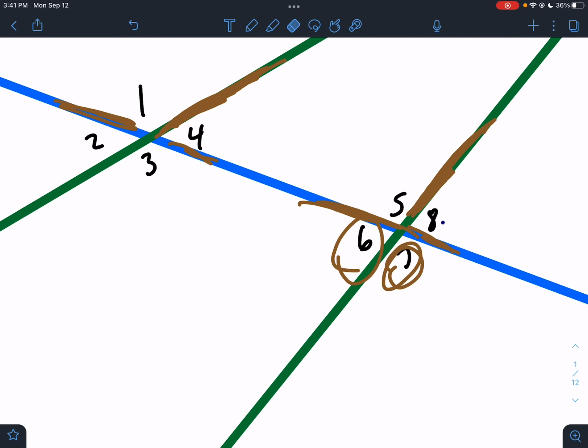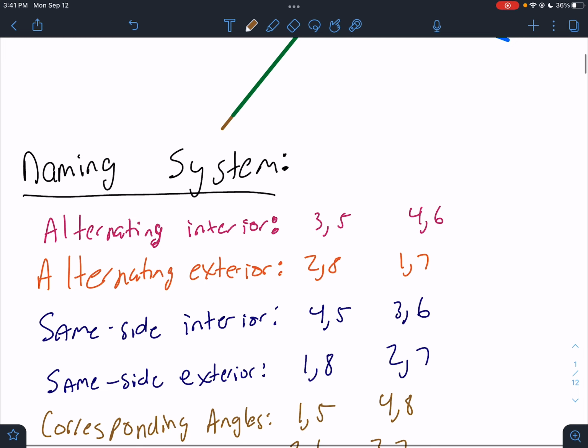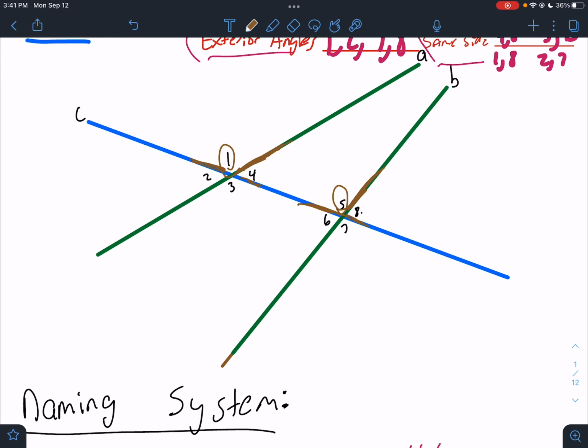So a couple little things. First off, corresponding angles, you'll notice like 1 and 5, for instance, they're on the same side, but we cannot call them same side interior. 1 is outside, 5 is inside. If I say same side interior, I mean both angles are interior, and that's not true. So a trick for corresponding is they will be on the same side every time, but you will have 1 in, 1 out.